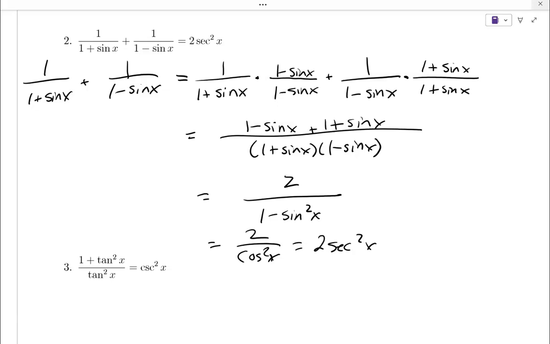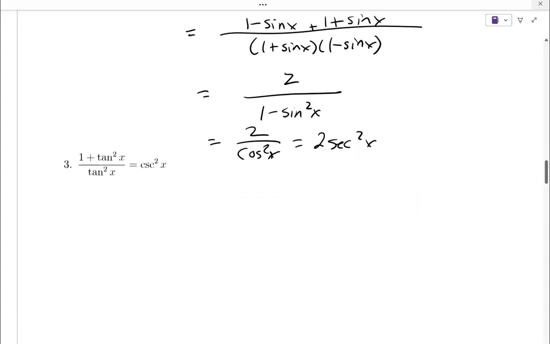All right, and the next one, I think we've got a few different paths that we could actually take to get this identity verified. Again, looking at the two sides, which side do you think you might want to work with? The left, right? There's more stuff on the left than there is on the right. This one, I really do think you've got a few different avenues that you could go down to verify this particular identity.